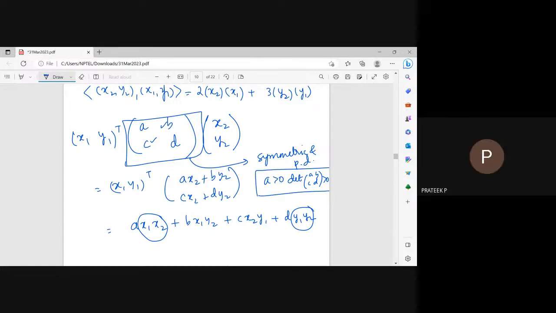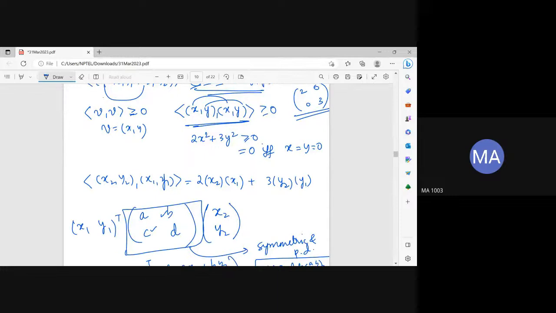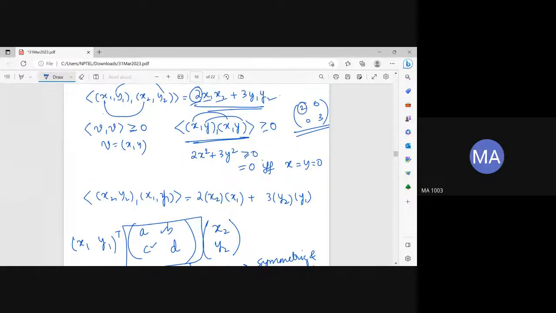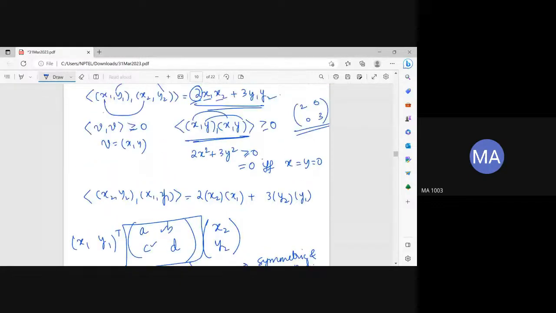So for this inner product, the matrix is 2, 0, 0, 3. No cross terms. The coefficient of the first term is 2, the first diagonal entry, and the coefficient of the second is 3, the second diagonal entry. This satisfies all those conditions, right? Is it symmetric? Yes. Is the first diagonal entry positive? Yes. Is the determinant positive? Yes. So this is an inner product.